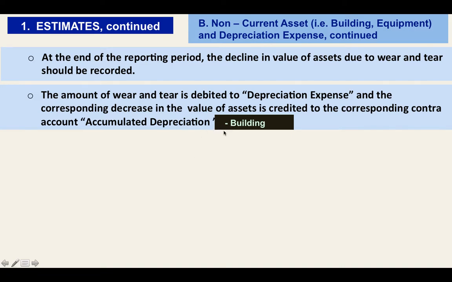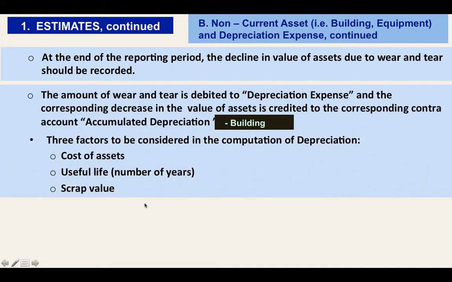So we have to maintain an account for all non-current assets, a contra account or an accumulated depreciation account for each non-current asset. Three factors to be considered in the computation of depreciation. Magko-compute din tayo ng depreciation, so tatlo ang kailangan nating information: the cost of assets, the useful life, and scrap value. Scrap value can also be called salvage value.